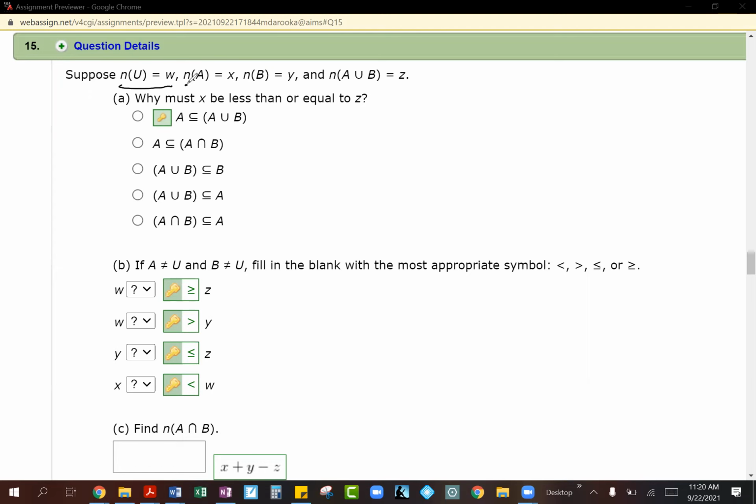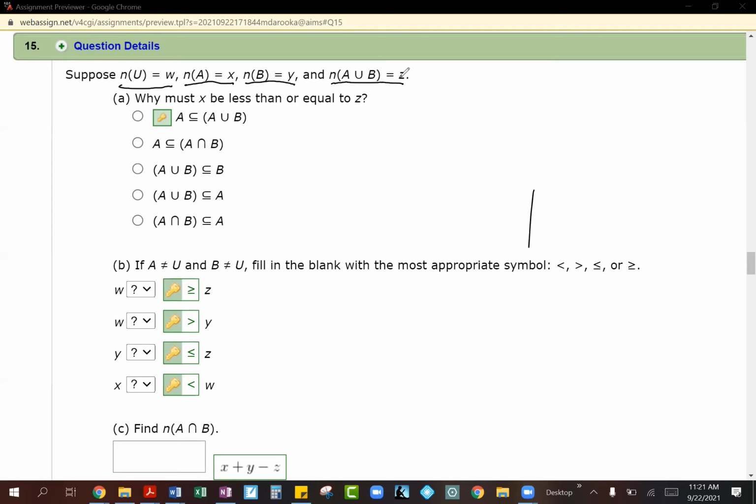They're telling us set A has a cardinal number of X, set B has a cardinal number of Y, and when you take A union B, that has a cardinal number of Z.